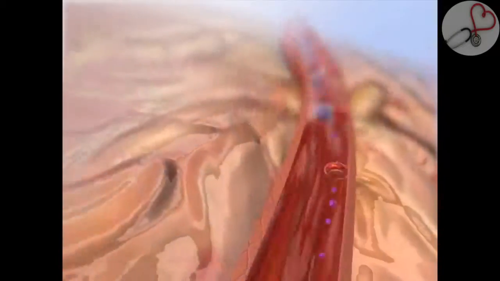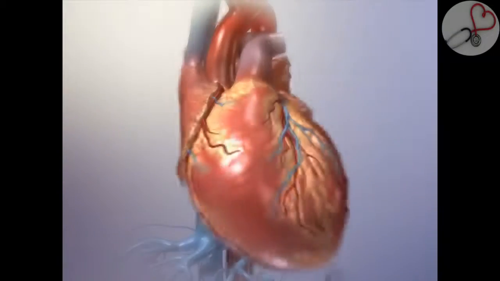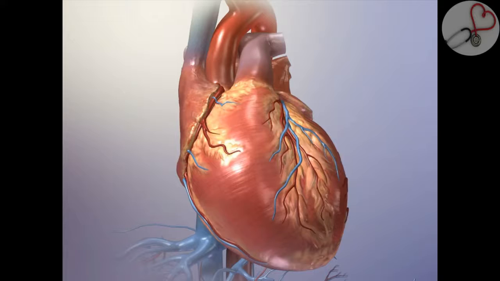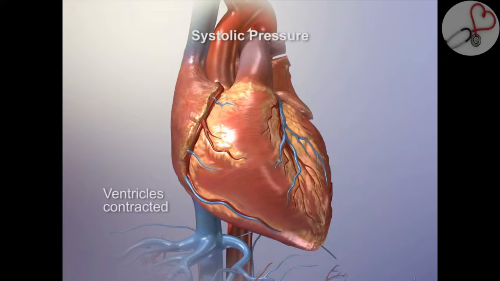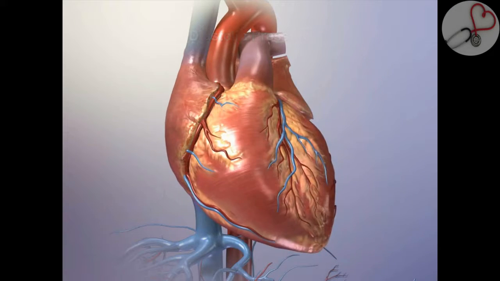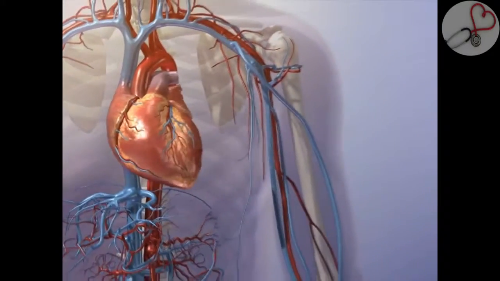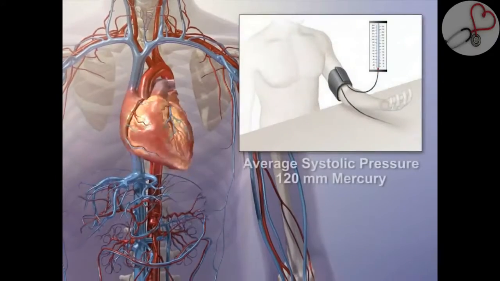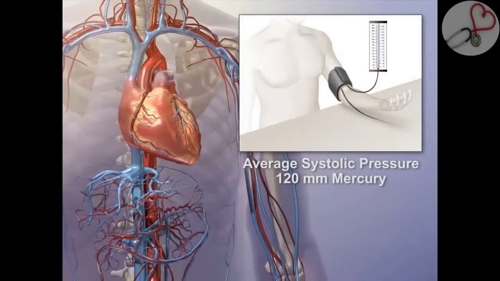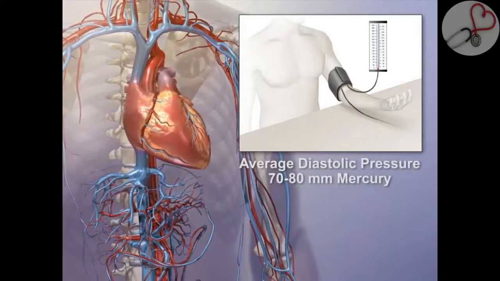Blood pressure is used as a measure of normal cardiovascular function. The point of highest pressure when the ventricles are contracting and the pressure is highest in the arteries is called systolic pressure. The point of lowest pressure when the ventricles are relaxed and the semilunar valves are closed is called diastolic pressure. Blood pressure is commonly recorded by measuring both systolic and diastolic pressures. The average systolic pressure is 120 millimeters of mercury. The average diastolic pressure is 70 to 80 millimeters of mercury.